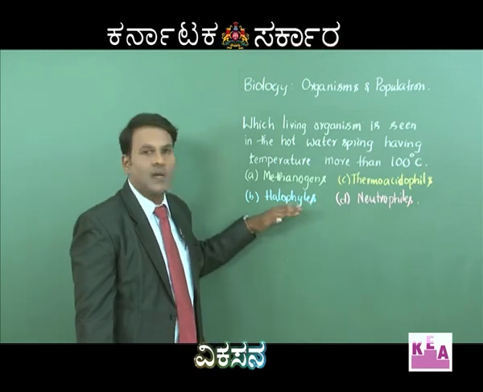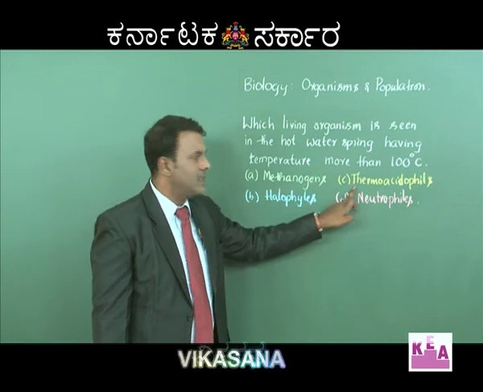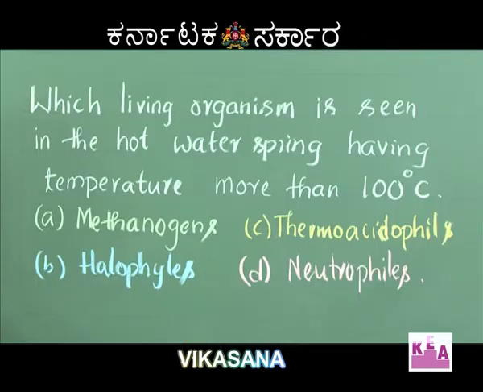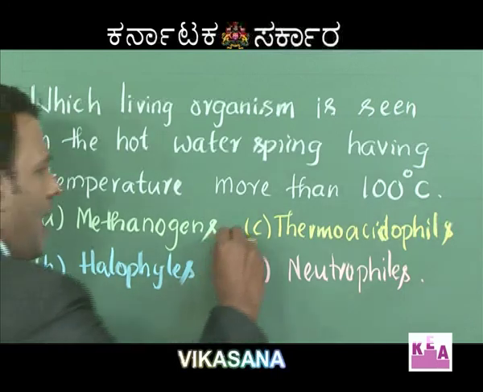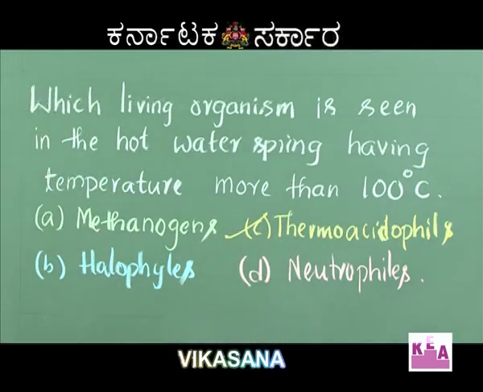So, in this particular question, the option C is the correct answer because these are the organisms which survive in high temperature more than 100 degrees centigrade and hence are called thermoacidophiles. Therefore, option C is the correct answer.